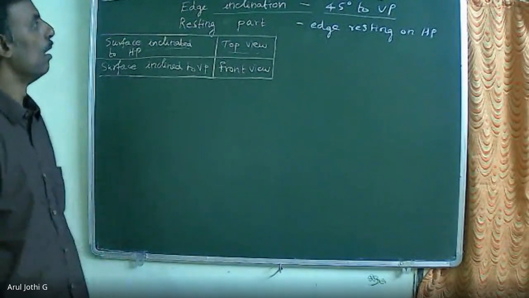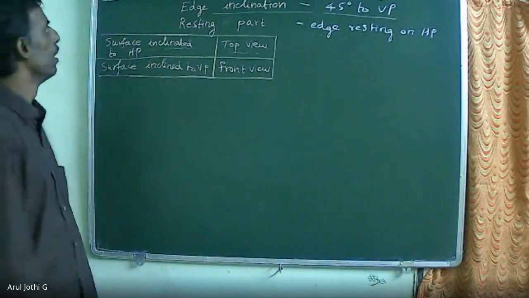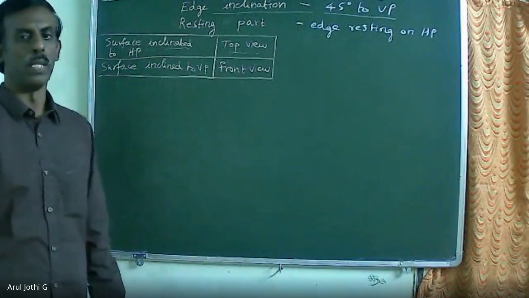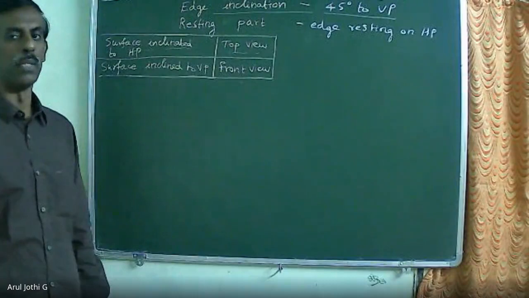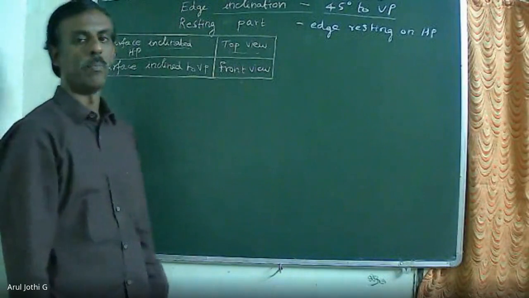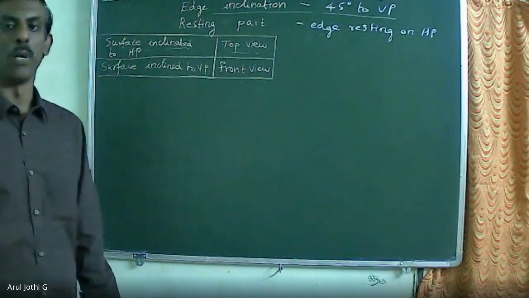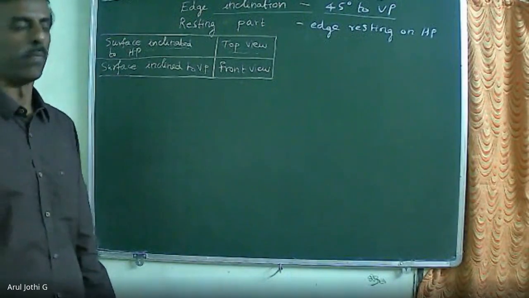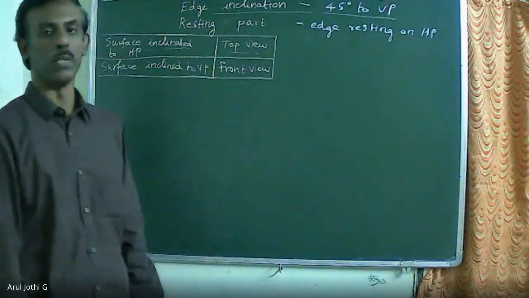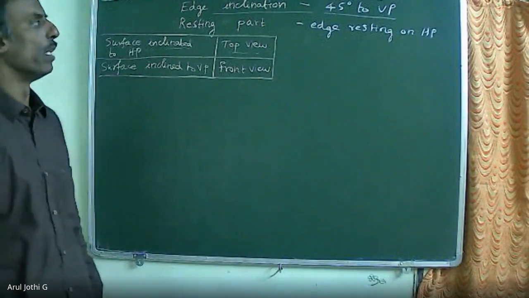Good morning, students. In this video lecture, we are going to see assignment number 2. The problem given is a pentagonal plane of base side 30 mm resting on HP with one of its base edges, which is inclined at 45 degree to VP, and its surface is inclined at 30 degree to HP, and draw its projections.